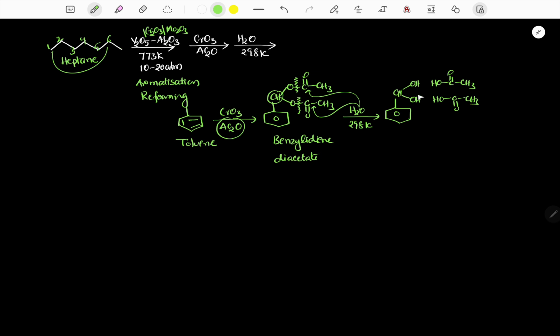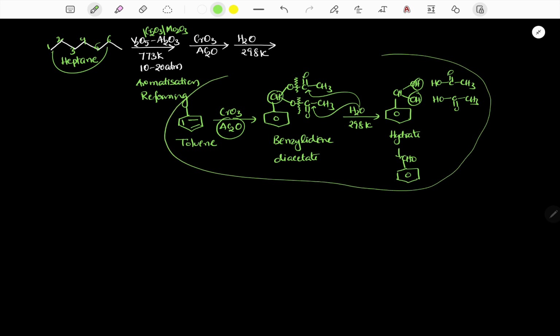If the same carbon has two OH groups, that is called a hydrate, and that hydrate is unstable, immediately loses water and finally converts into benzaldehyde. So this is benzaldehyde preparation according to NCERT. This entire reaction is benzaldehyde preparation from NCERT.